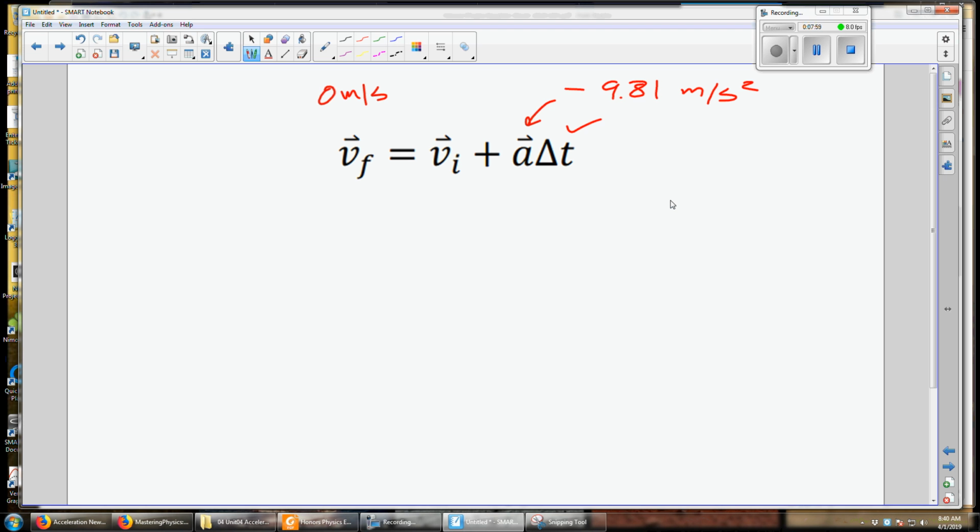And then I'm given the time. Yay! Love it when I get one equation and I know everything but one thing. Then it's just algebra, which makes life better. All right, and that's it on that one. Let me know if you need help individually with it.